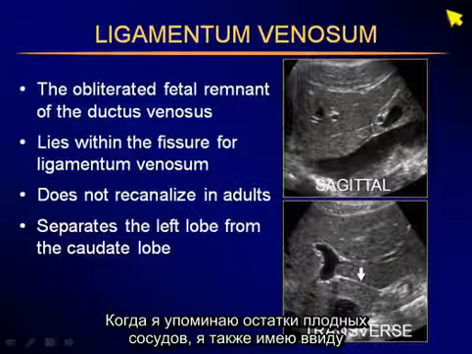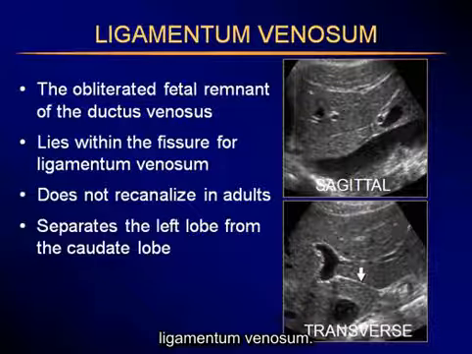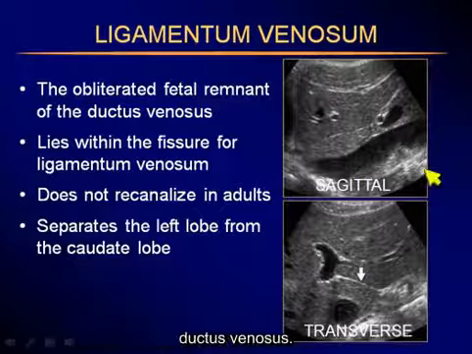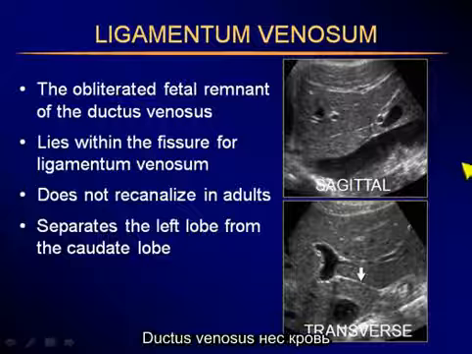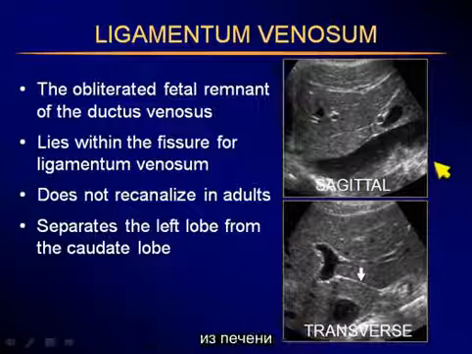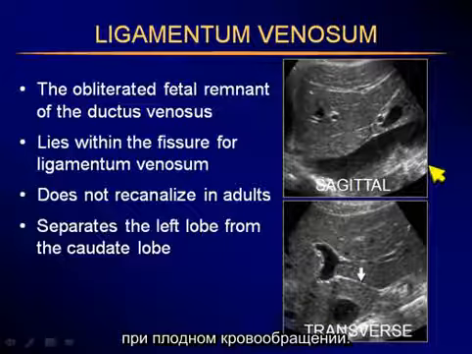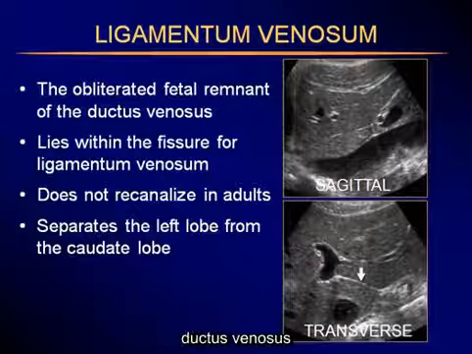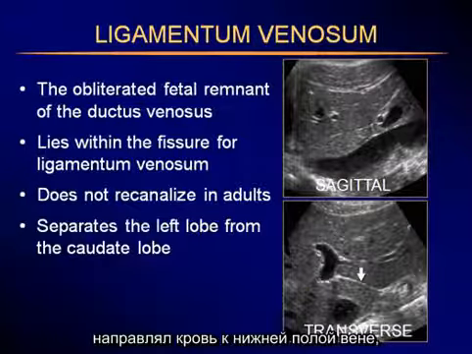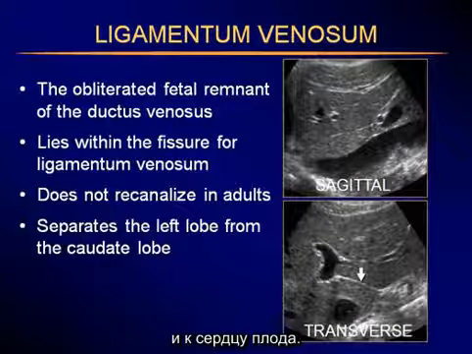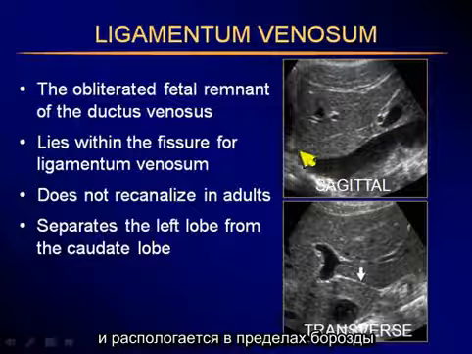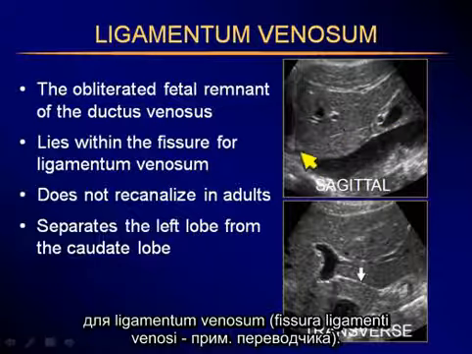So while I mention fetal remnants, I'll mention the ligamentum venosum. Ligamentum venosum is the obliterated fetal remnant of the ductus venosus. The ductus venosus carried blood out of the liver. In the fetal circulation, blood entered the liver, but there was no reason to stay in the liver. So there's a ductus venosus that right away carries the blood out towards the inferior vena cava and towards the fetal heart. That ductus collapses once the fetus is born, and it lies within the fissure for ligamentum venosum.